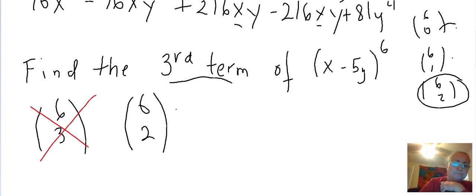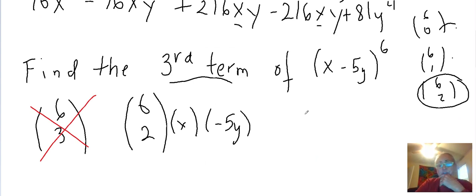We got to raise x to something, and we got to raise negative 5y to something. Well, it turns out that this is going to be the bottom number 2, and this is going to be the difference, 6 minus 2 is 4. See why. Remember the first term would be x6, x5, x4. So even if you don't remember that this last term is raised to the bottom number and you got to subtract, just write it over here on the side. It's got to be x6, x5, x4. And then negative 5y, that's the second term. Remember, it would start with 0, would go to 1, and then go to 2. And that's why this is to the 2.